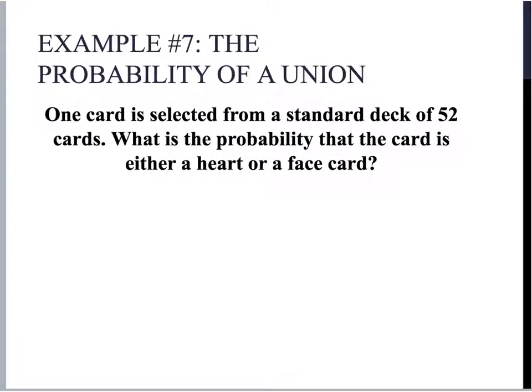So in example 7, it says the probability of a union. One card is selected from a standard deck of 52 cards. What is the probability that the card is either a heart or a face card? Well, let's talk about event A. So event A would be if you drew a heart out of a deck of cards. Now there are 4 suits in a deck of cards. So if I took 52 and divided by 4, that means there are 13 cards per suit. So there are 13 hearts in a deck.